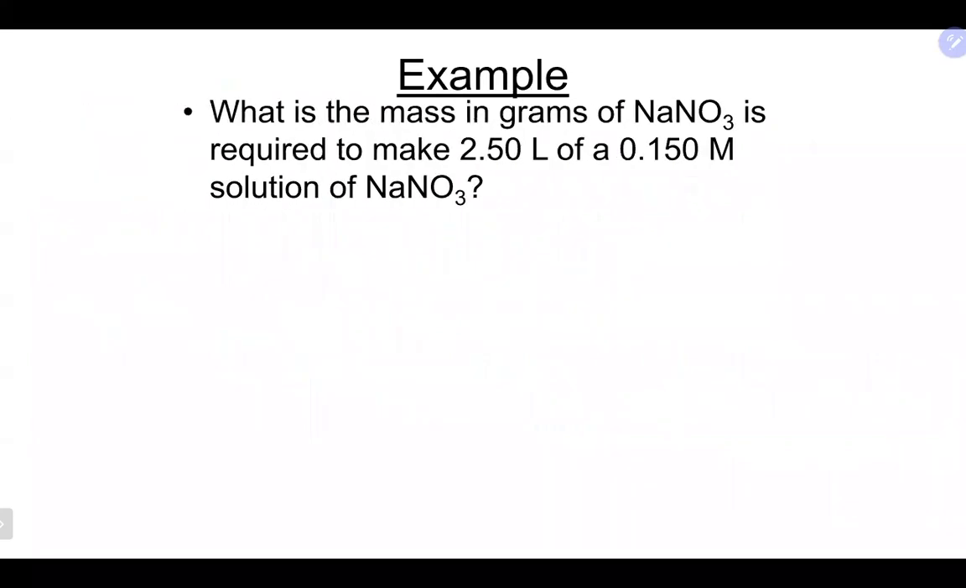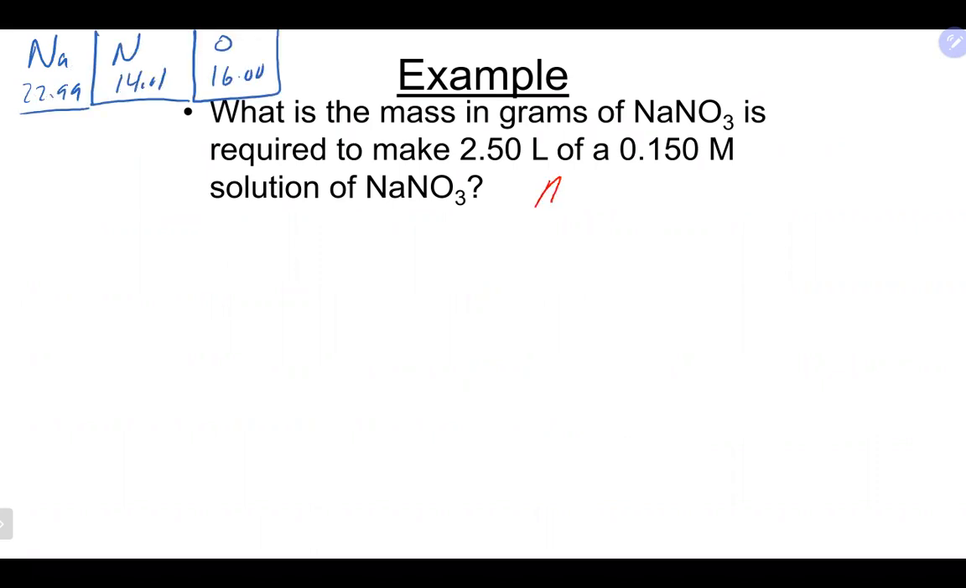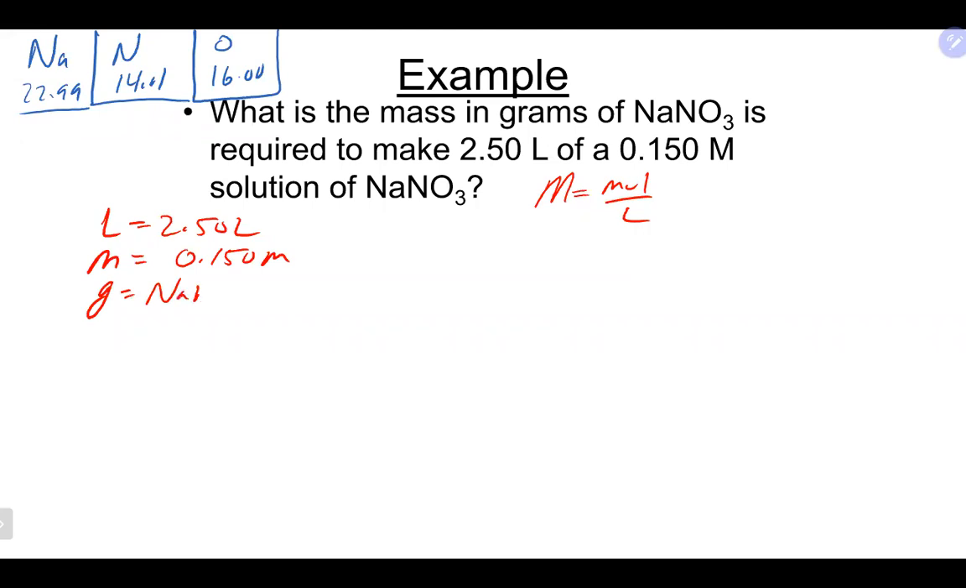Let's try another one here. What is the mass in grams of sodium nitrate that is required to make a 2.5 liter solution that has a molarity of 0.15 molar? Some numbers that might be helpful: sodium 22.99, nitrogen 14.01. We're dealing with molarity, which is moles per liter. If we pull out the information, we have the liters as 2.5, we have the molarity, which is 0.15 molar, and we're looking for grams of sodium nitrate.